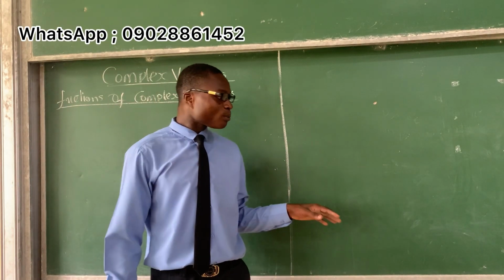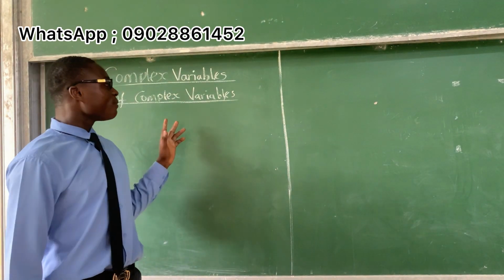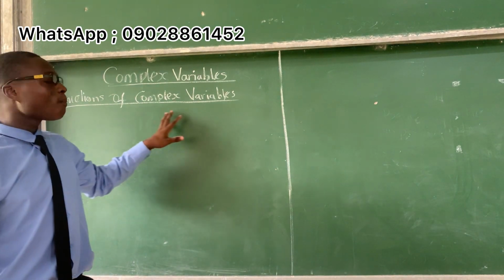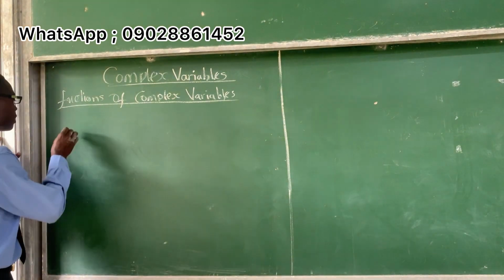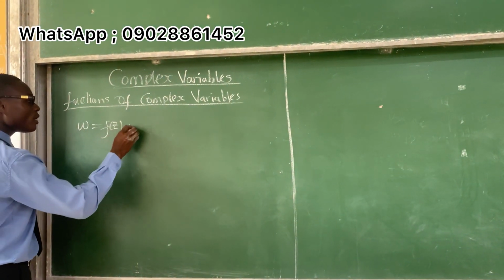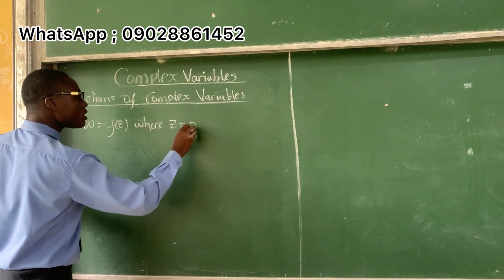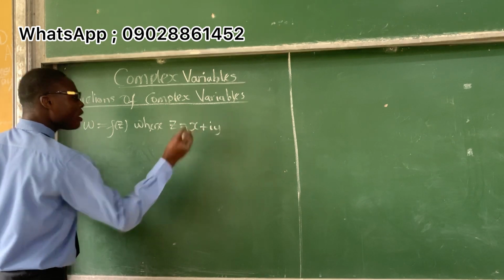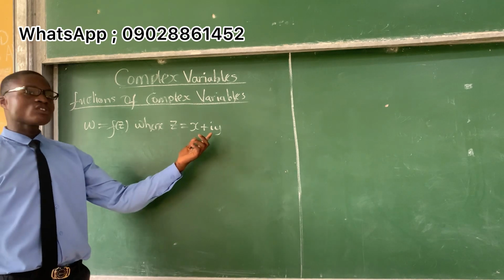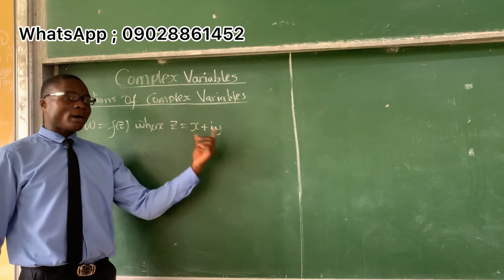And today we are going to be talking about complex variables in Maths 305. First we are going to consider the first subtopic there, functions of a complex variable, and it is given as w equals f of z, where z equals x plus iy. z is a complex number given by x plus iy, where x is the real part, iy is the imaginary part.